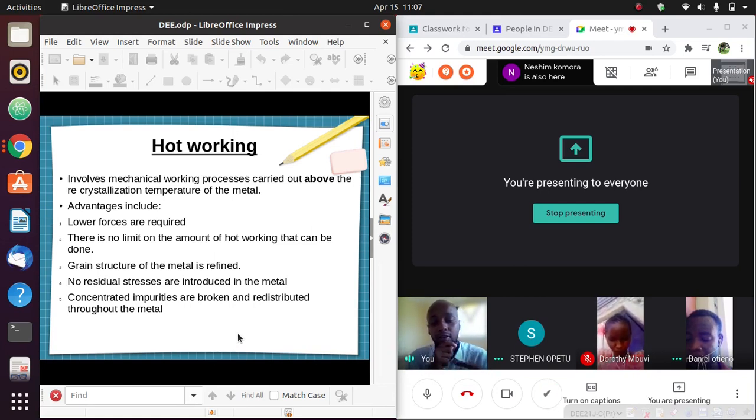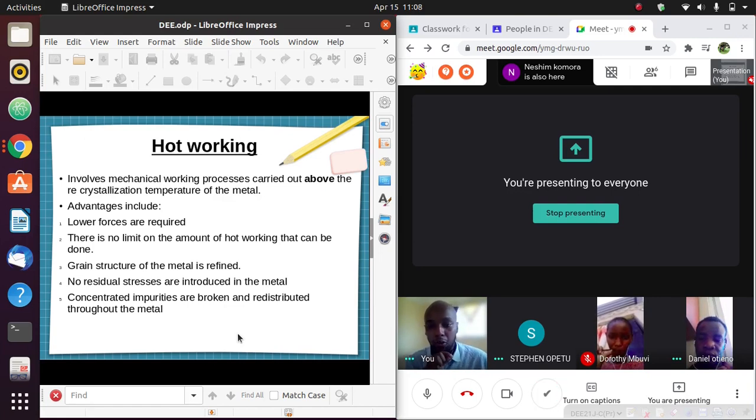Now the advantage, you will require less force. That's why you find blacksmiths wanaweka chuma katika moto, inakuwa moto ndio wanaanza kuigonga, because you will require less force. There is no limit to the amount of hot working that I'm doing. What does this mean? If I'm forging, natengeneza kiti, a metallic chair, and I'm not satisfied by the shape or the dimensions, I can continue hot working. I can heat it, work on it again, naichoma, work on it again, over and over again until I'm satisfied with my final product.